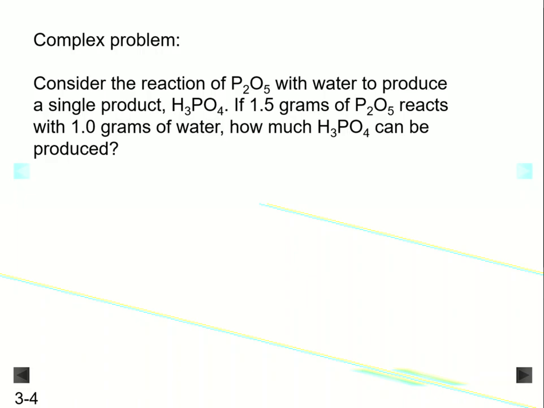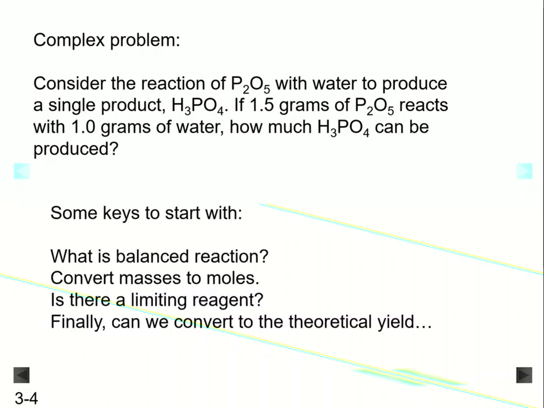So when we look at this, we think, what's involved here? Well, of course, we're going to need a variety of things. We need to have a balanced chemical equation here. And the first sentence tells us how to get there. It tells us that our reactants are P2O5 and water, and our product is a single product, H3PO4. We've got masses, and so we're going to want to convert those to moles. And on the way there, we'll need to have molar masses for diphosphorus pentoxide, water, and phosphoric acid. We're going to want to figure, is there a limiting reagent here? And if so, can we convert that limiting reagent into a theoretical yield?